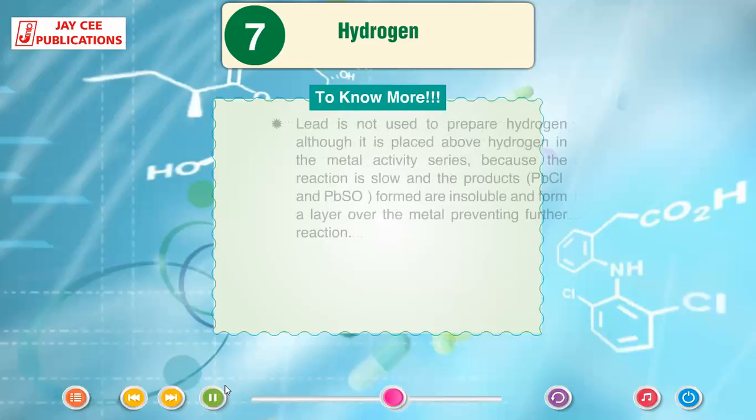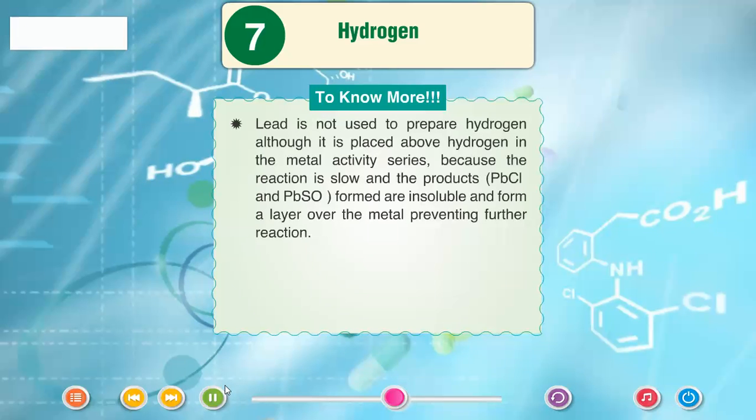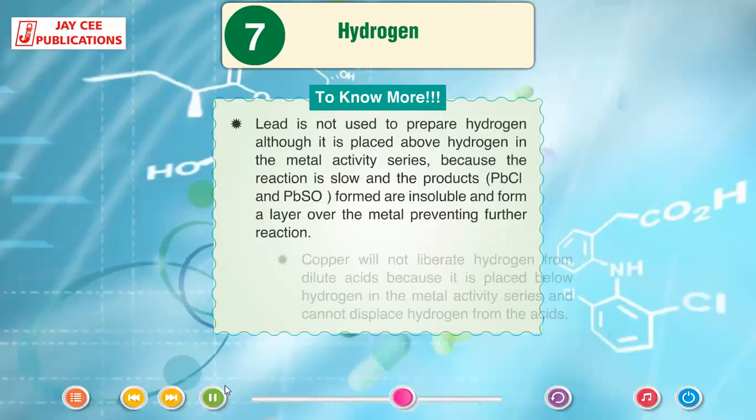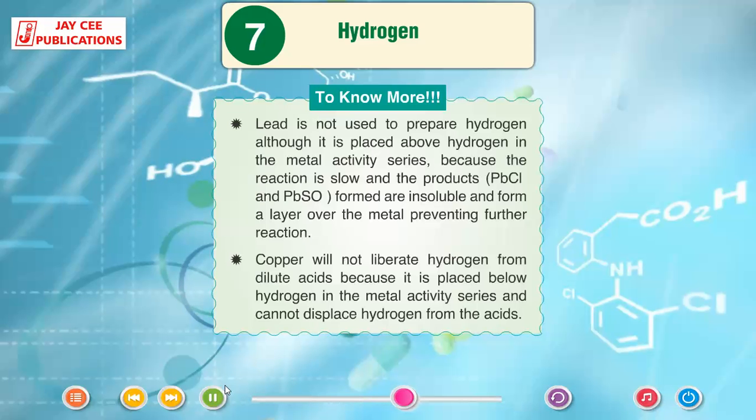To know more: lead is not used to prepare hydrogen, although it is placed above hydrogen in the metal activity series, because the reaction is slow and the products PbCl2 and PbSO4 formed are insoluble and form a layer over the metal, preventing further reaction. Copper will not liberate hydrogen from dilute acids because it is placed below hydrogen in the metal activity series and cannot displace hydrogen from the acids.